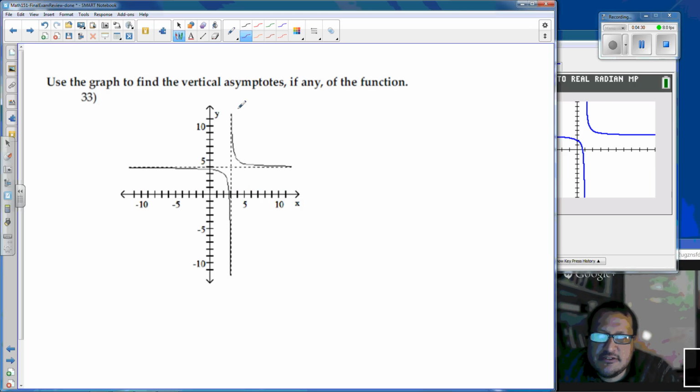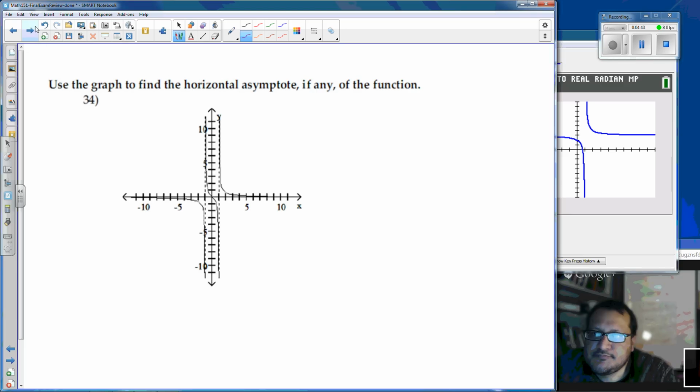Use the graph to find the vertical asymptotes. It's right here. X equals 1, 2, 3. And that's it. Let's not overthink it. Find a horizontal asymptote. There was no dashed line, but that's because the dashed line is right along the x-axis. You can see that this function gets closer and closer to y equals 0. So y equals 0 is the asymptote. Let's not overthink that one either.